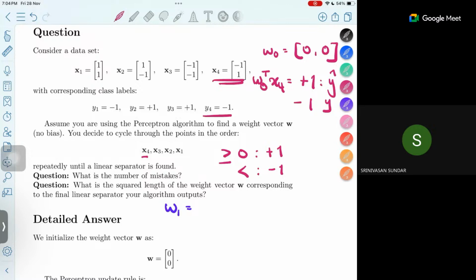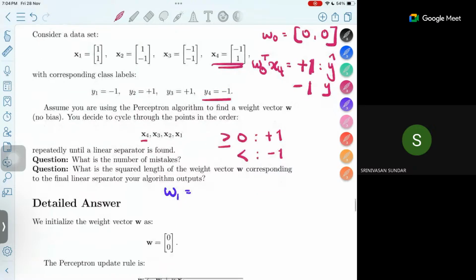But yeah, you're correct that we have to take X4, Y4. Okay, and this also makes the label +1, whereas this is -1. So using this, we now have to update W1 is equal to W0 plus X4 times Y4, right? So this is how we have to update it because this is the point on which we made a mistake. So W0 plus X4 times Y4.